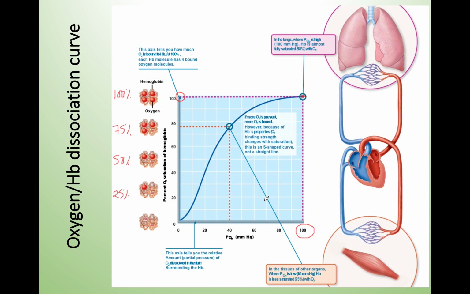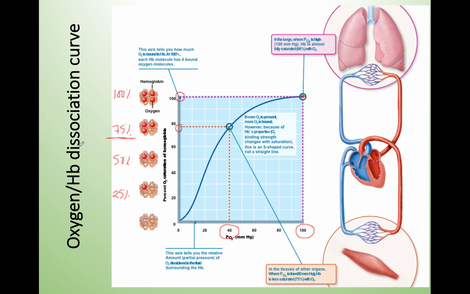Now, if you remember also from internal respiration, we mentioned that your tissue will have a pressure of oxygen that's about 40 millimeters of mercury. So if I follow 40 millimeters of mercury in my graph, I notice that it hits somewhere over here, which, if you look at the number, would be about 75%.